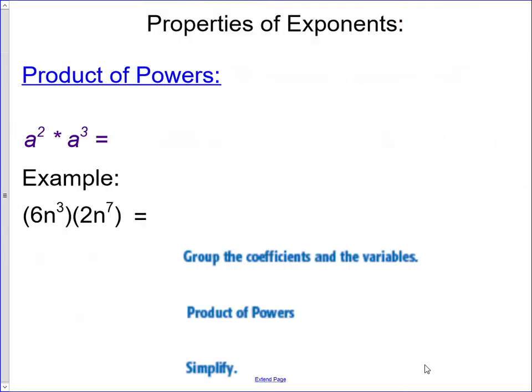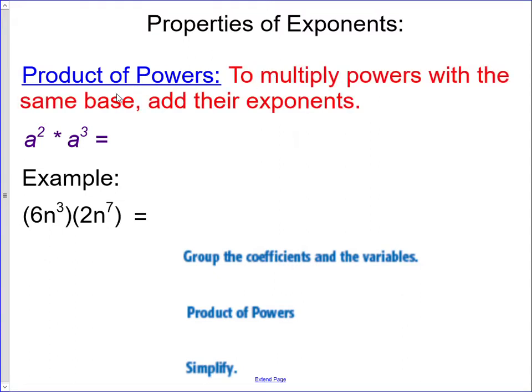So let's take a look at product of powers. Well, product of powers is simply to multiply powers with the same base. And if we're multiplying powers that have the same base, all we have to do is to add their exponents. Let's take a look at a simple example as to why this rule works.